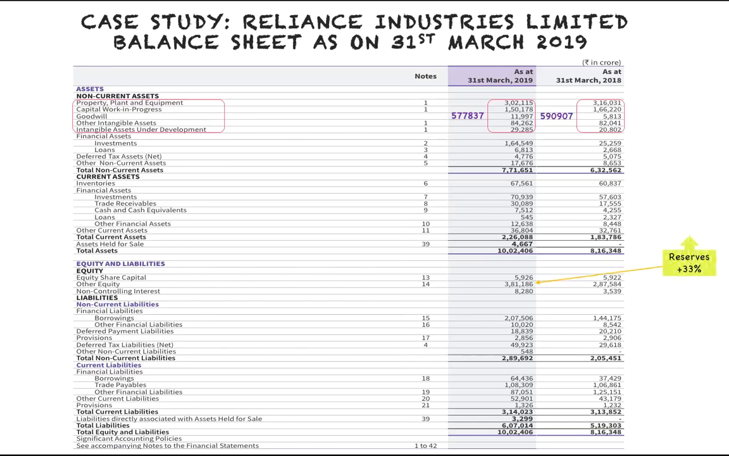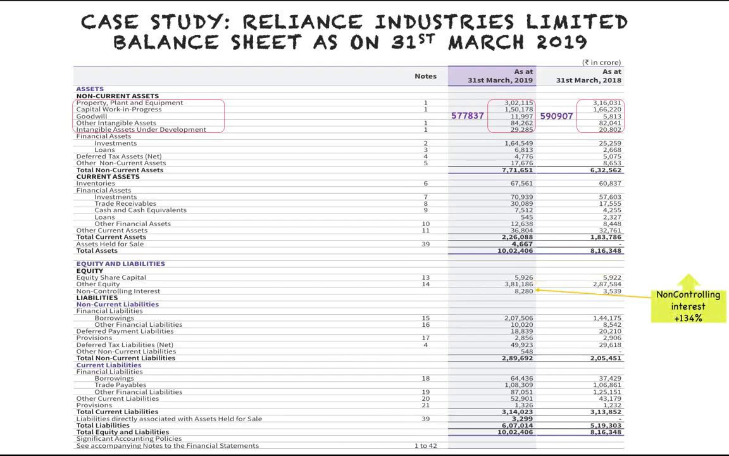The next item is your reserves. They have grown by 33% from 2,87,000 crore to 3,81,000 crore, shown as other equity in Schedule 14B. It's a simple list there. The various types of reserves that a company has are listed out there. Note 14B you can read on your own.